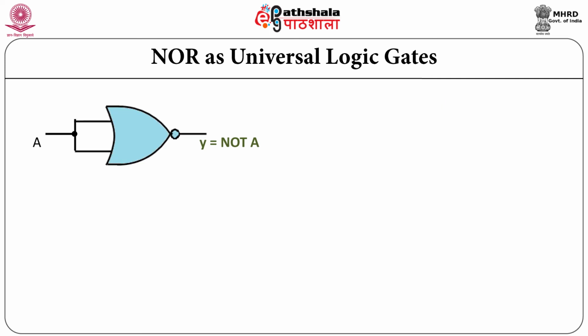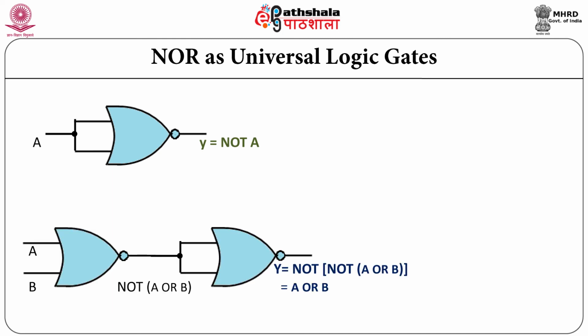Let us now consider the NOR gate as a universal logic gate. Let us now construct a NOT gate using a NOR gate. A NOR gate can be used as a NOT gate by connecting all its inputs together and applying the input to the common terminal.